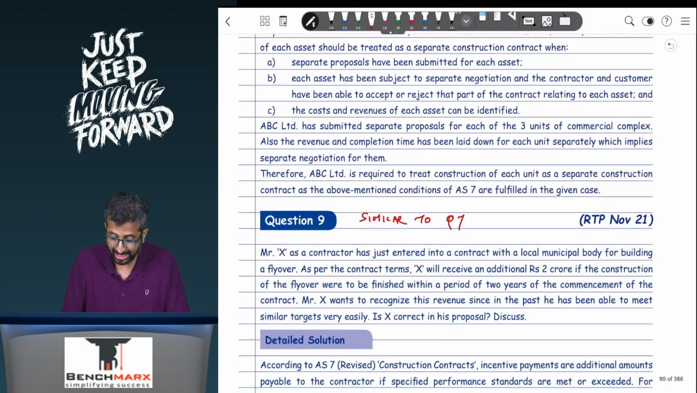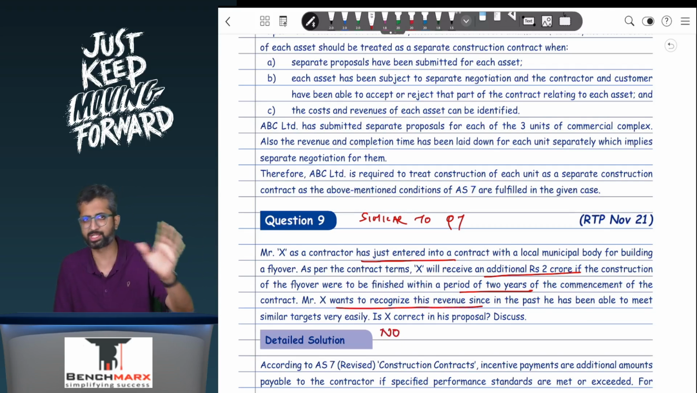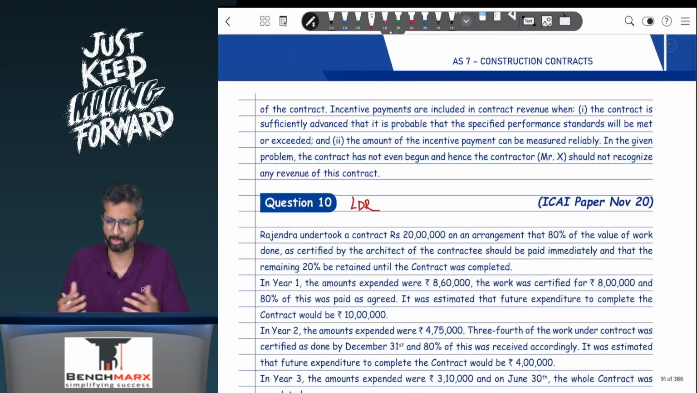Question number 9 is similar to that flyover that you constructed, where you are going to get a performance incentive. Again, you just entered a contract with the municipality. You are going to receive an additional 2 crores if it is finished in 2 years. X wants to recognize this revenue. We will say that no, that is not correct, because the project is not at a sufficiently advanced stage. Your past experience does not matter. So 8 and 9 is kind of a repeated question, more for your practice.